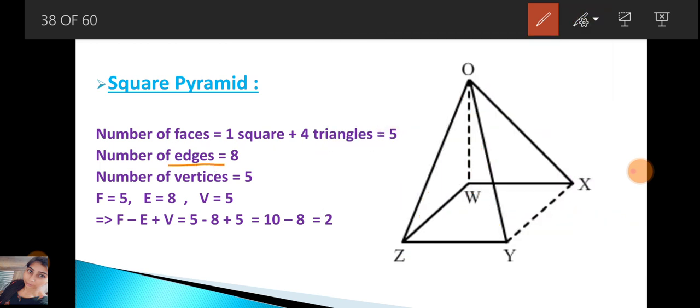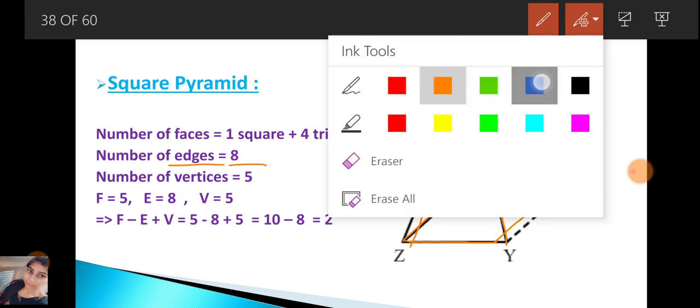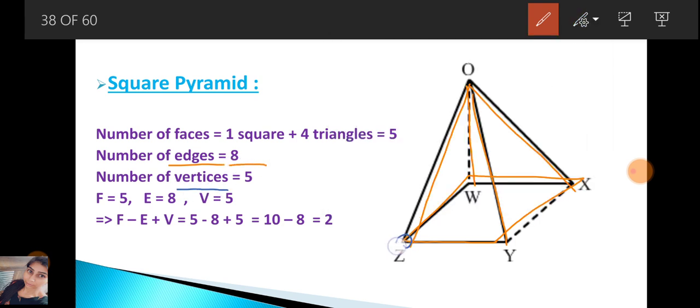Let us find out edges. So 1 2 3 4 5 6 7 and 8. So 8 edges are there. And the next one is vertices. So 1 2 3 4 5. So 5 vertices. That means my F is 5, my E is 8, and my V is 5. So F minus E plus V is 5 minus 8 plus 5. 5 plus 5 is 10. 10 minus 8 is 2. So that means for the square pyramid also we have verified Euler's formula.